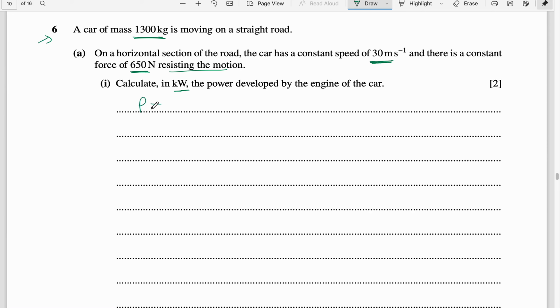So power is equal to force times velocity. We use the given values. 650 is the constant resisting force. It is traveling at 30 meters per second, giving a power of 19,500 watts, and in kilowatts that would be 19.5 kilowatts.